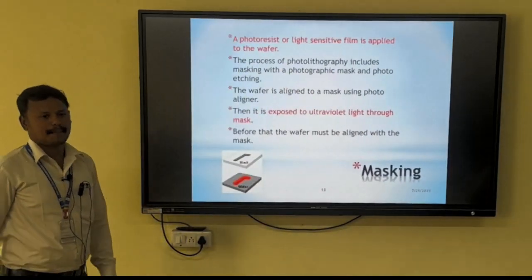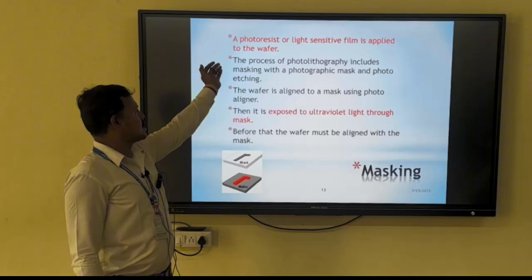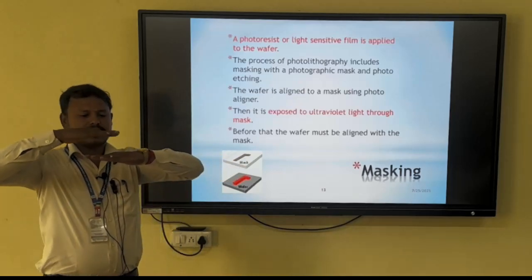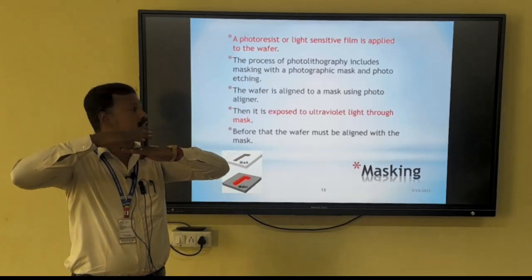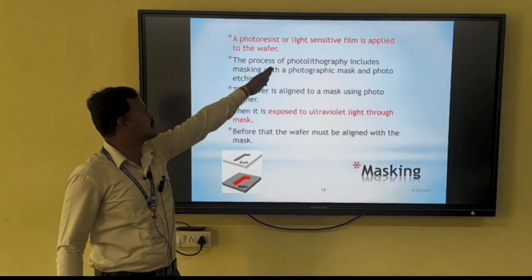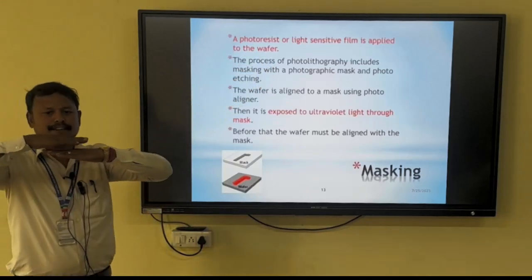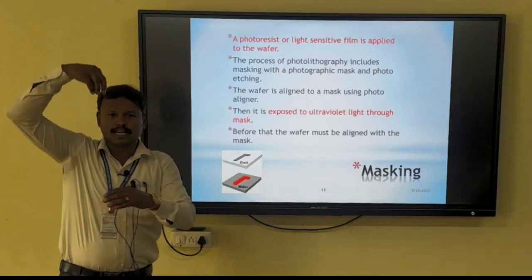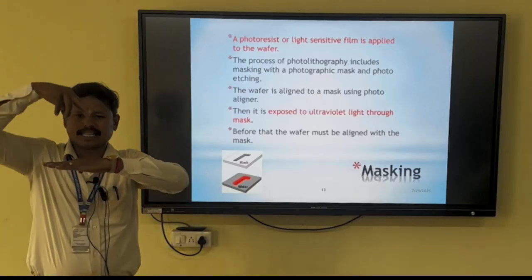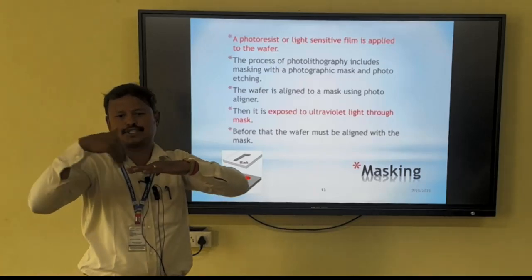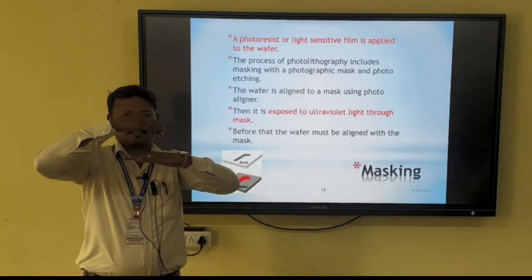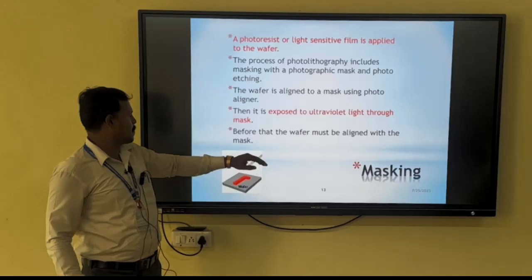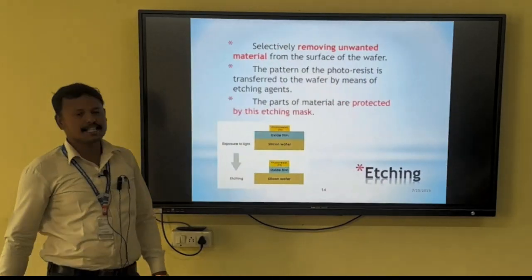Next step, masking. Photoresist or light sensitive film is applied to the wafer, that layer or mask is applied. That mask is called photoresist, a light sensitive film applied on the wafer. Then it is exposed to ultraviolet light through the mask, cutting away the waste positions, or slotting the positions for deposition. Next, etching.